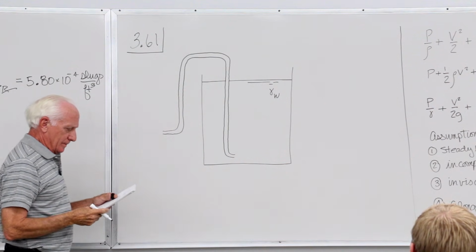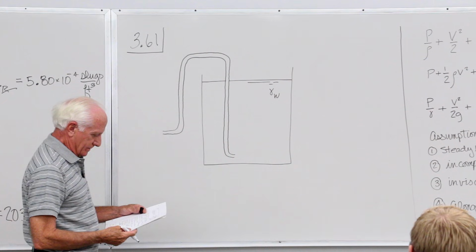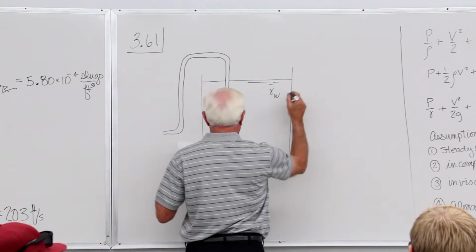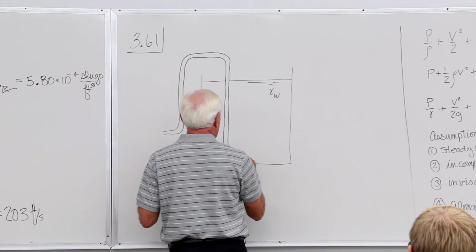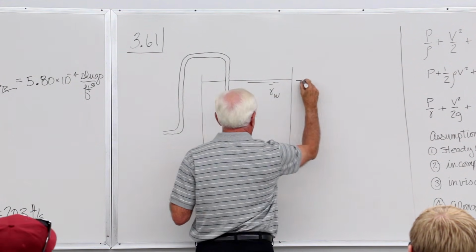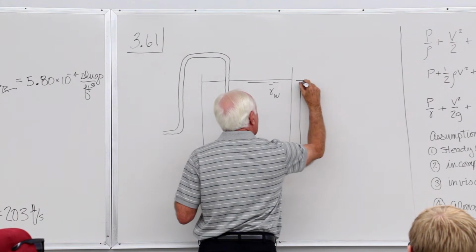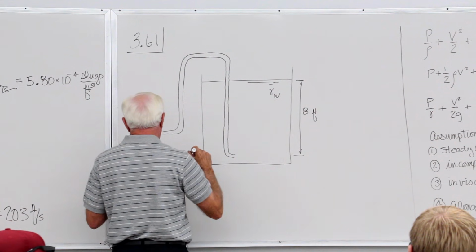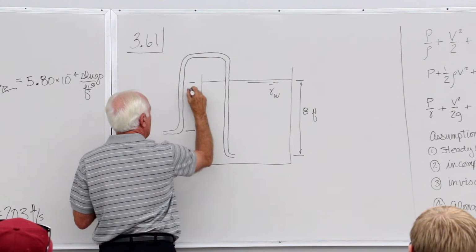Okay, let's put some dimensions on this. I think that's 8 feet, and 3. So from here to here is 8 feet. And this distance from the free surface down here is 3 feet.